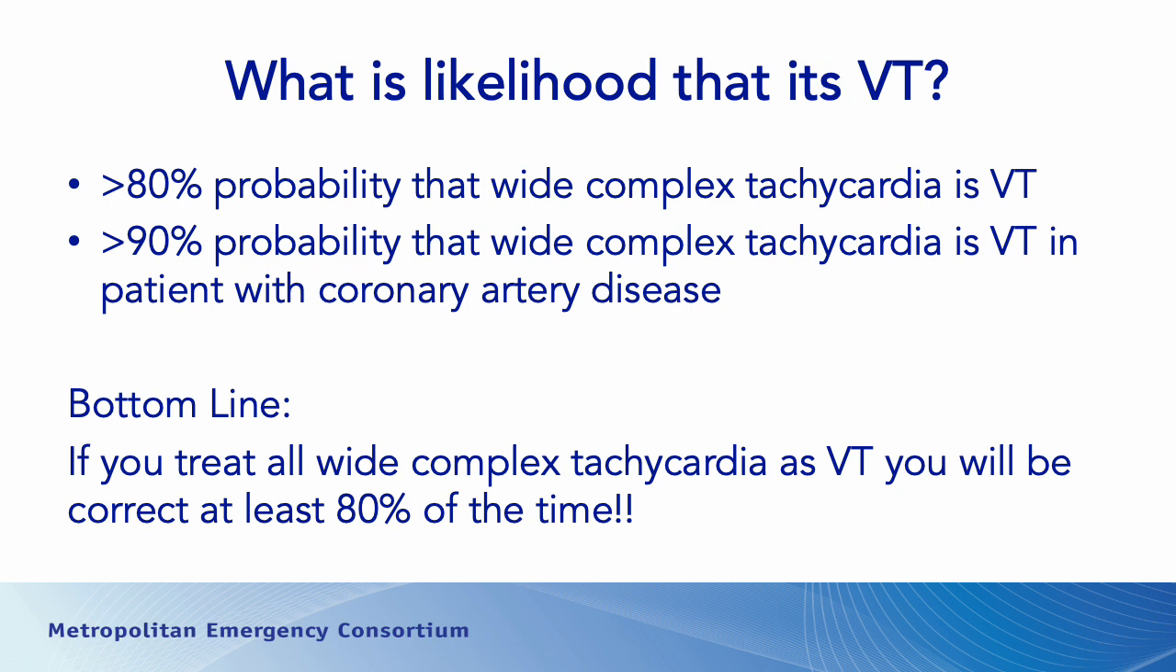If the patient has a history of coronary artery disease, there's at least a 90% probability that wide complex tachycardia is due to ventricular tachycardia. So bottom line is if you treat all wide complex tachycardia as ventricular tachycardia, you will be correct at least 80% of the time. I don't know about you, but in medicine, those are pretty good odds. And for most of us, we treat patients based on the worst case scenario. So if the worst case scenario is the patient has VT, treat them as ventricular tachycardia.